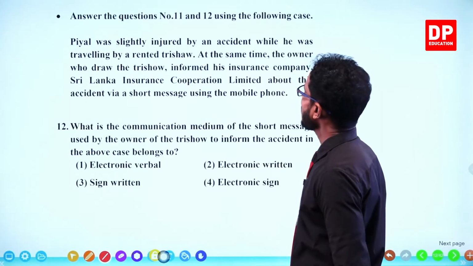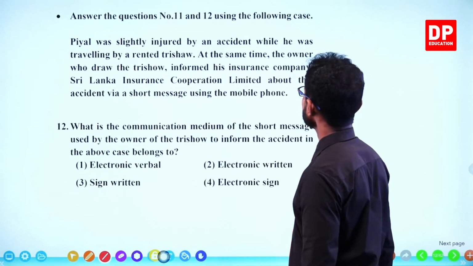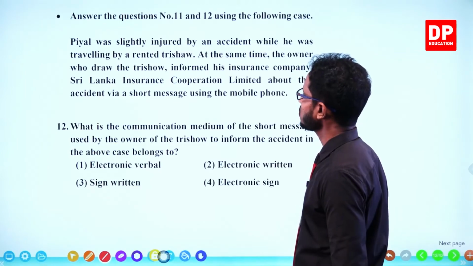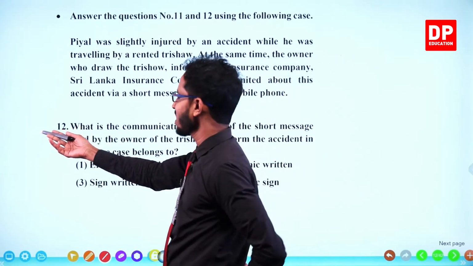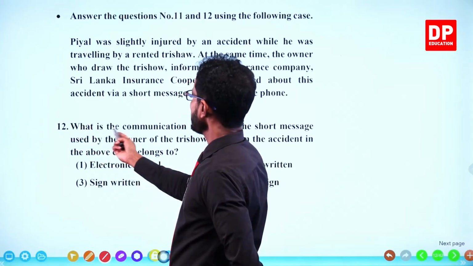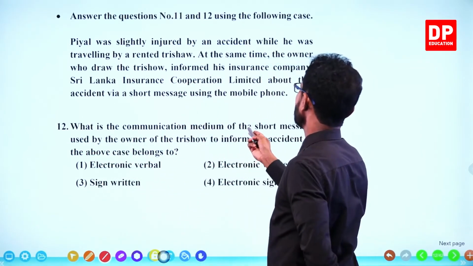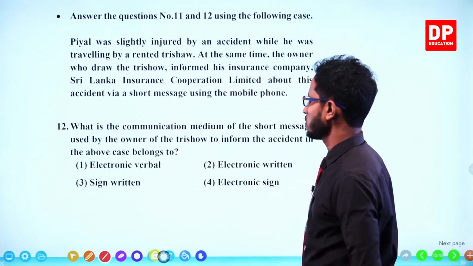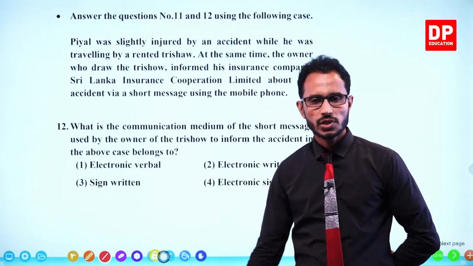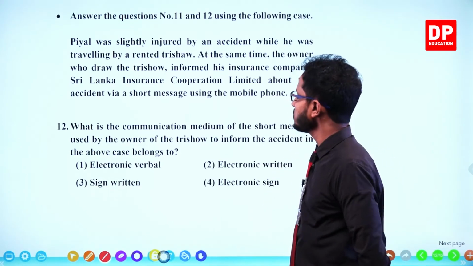PL was slightly injured in an accident while he was traveling. At the same time, the owner of the trishaw... It's the same case. The 12th question is given under the same case. What is the communication medium of the short message used by the owner? It's a simple question. What is the communication medium?